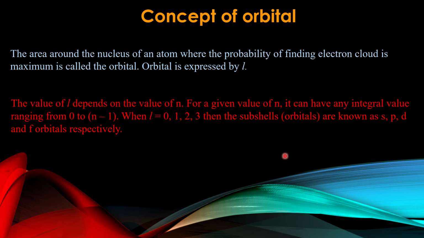When l equals 0, this is the s orbital. When l equals 1, this is the p orbital. When l equals 2, this is the d orbital. And when l equals 3, this is the f orbital.